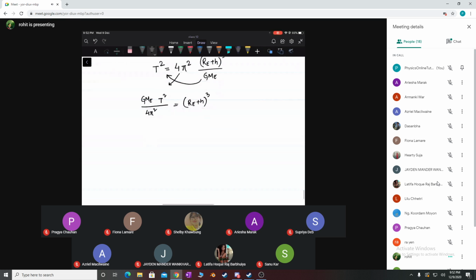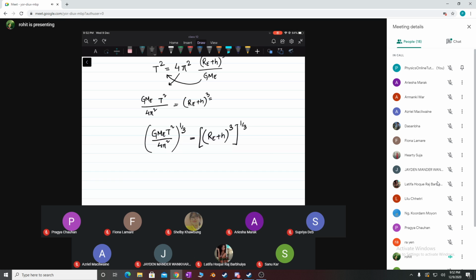The next step, see. I want to remove this cube. In order to do that, I'm going to put GME T square by 4 pi square, no change in that. I'm going to keep everything power 1/3 on the left hand side, and even on the right hand side. If I give a power of 1/3 on the left hand side, I must give also a power of 1/3 on the right hand side. I hope you understand. Why did I do that? Because this 3 and 3 will get cancelled, and I'm simply going to get RE plus H. I hope you understand this step.